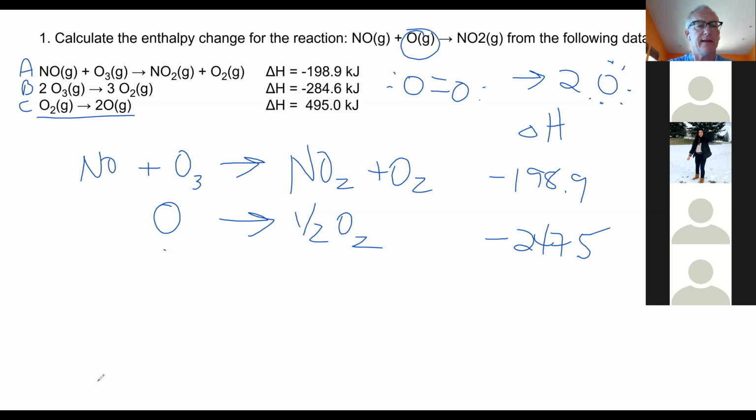So I've got my nitrogen monoxide, I've got my oxygen atoms, and now I need nitrogen dioxide gas. Where am I going to find nitrogen dioxide gas? Reaction A. And so we already have it there. So let's have a look, because right now I have all the products and I have all the reactants, but I don't think it's going to add up.